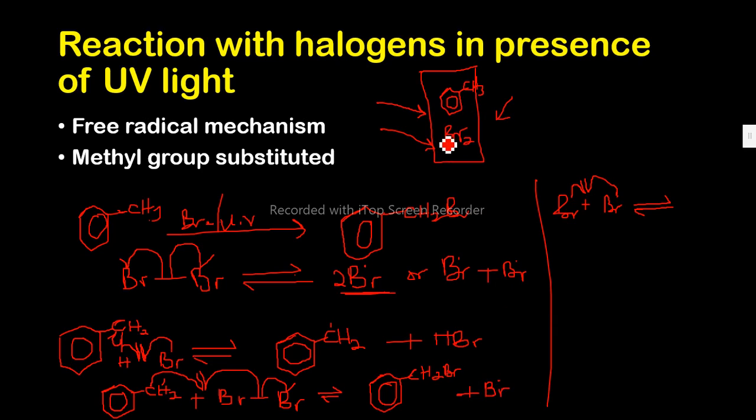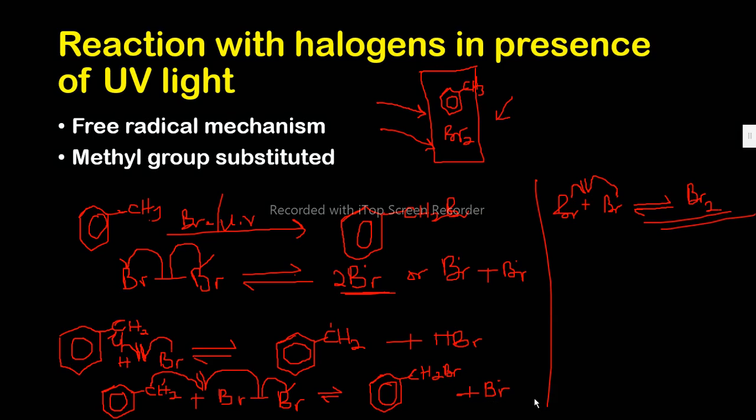So to terminate the reaction, the radicals cannot remain as radicals because they are unstable and highly reactive. So the radicals will react with the bromine radicals to produce bromine molecules. And the mechanism is as simple as that. Okay?